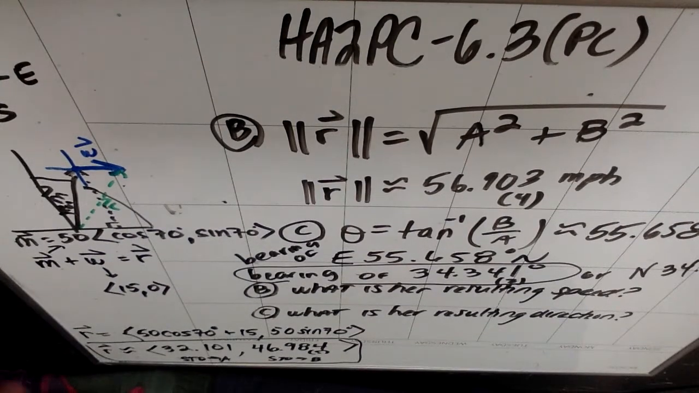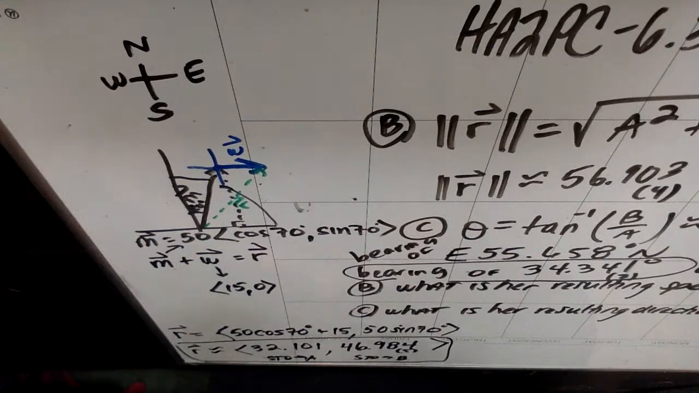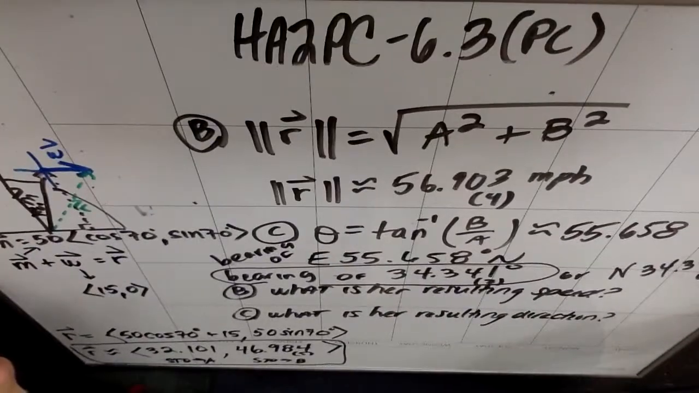So again, what it boiled down to here was writing each individual vector in component form, adding the components, and then doing my stuff to find speed and direction.